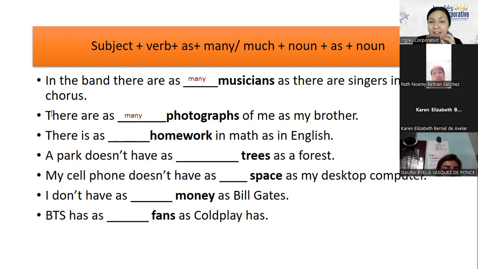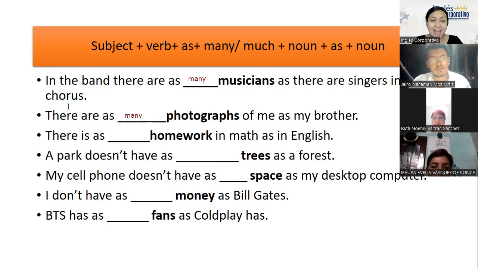Teacher, but I understand it is similar. Similar. As, because to use as. Okay. As and as means the same. So, there are as many photographs of me as my brother. It means that, for example, there are 20 photographs of me and there are 20 photographs of my brother. Hay tantas fotografías mías como de mi hermano. It's the same. Exactly.